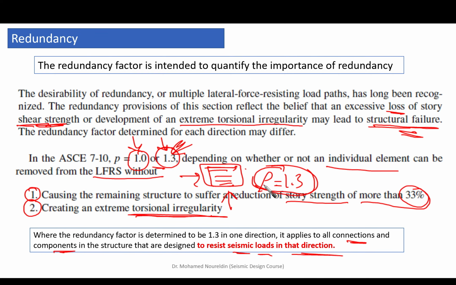Okay, so remember, rho is not only for one individual element. It is for all the elements in the lateral force resisting system that are going to act as an alternative path. They are going to work as the other paths for this element. So this is the meaning of redundancy and when we can use it.